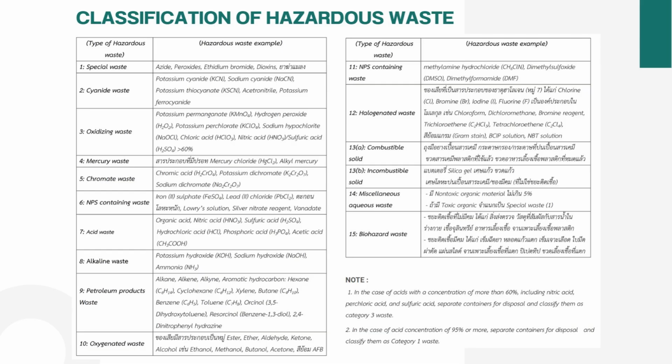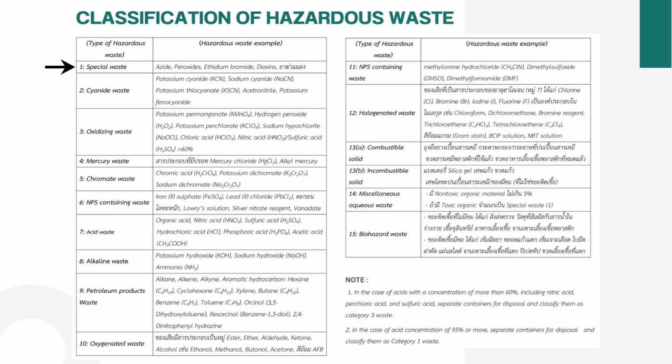The classification of hazardous waste slide explains how different types of waste produced in laboratories must be categorized according to their chemical properties and potential dangers to ensure safe handling, storage, and disposal. Waste is divided into 15 main groups, each with specific characteristics.